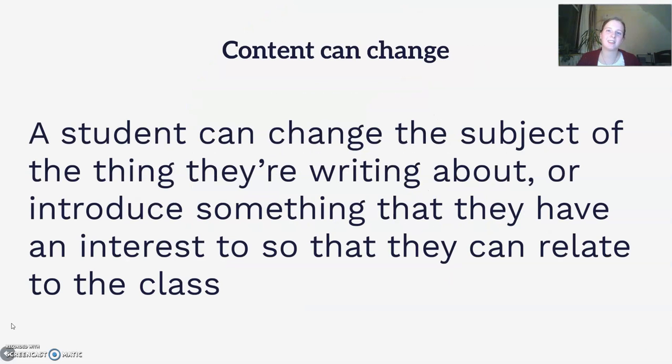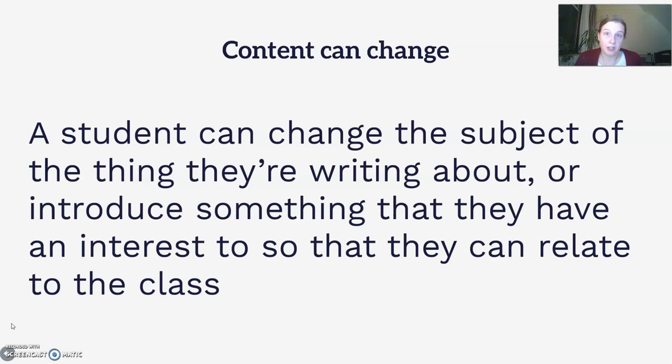The content could change. So I'm going to use English Comp. I really love English Comp. So if you're in English Comp and you're supposed to be writing a report or an essay on something, maybe a student has no interest in the book that most people are reading. Let's say that you are requiring everyone to write a book report on Jane Eyre. And all the boys' eyes roll in the back of their heads, and probably some of the girls too. I mean, come on.